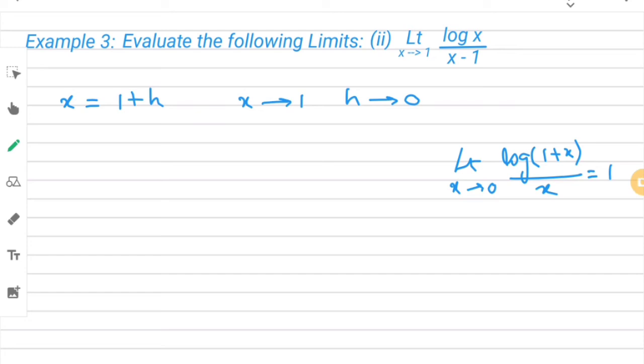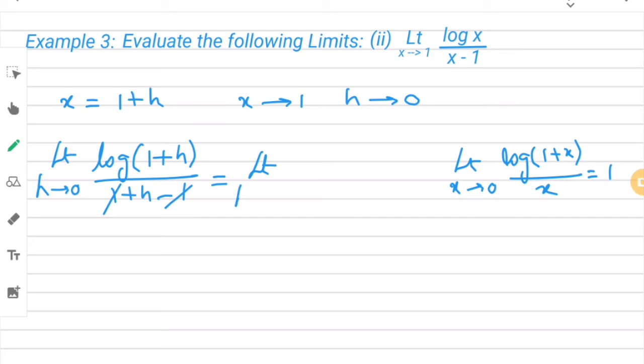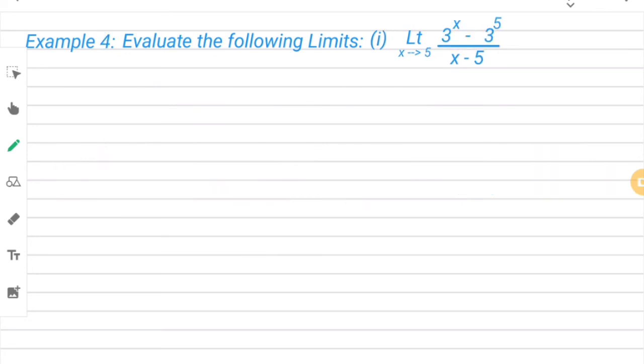Now I am going to replace x equals 1 plus h, and I am going to change the limit. So limit h tends to 0 of log of, instead of x I can write 1 plus h, and in the denominator x is nothing but 1 plus h and minus 1 is there. So plus 1 and minus 1 will get cancelled. Then limit h tends to 0 of log of 1 plus h by h, and now it is in this form, so I can change it as 1. Your answer is 1.